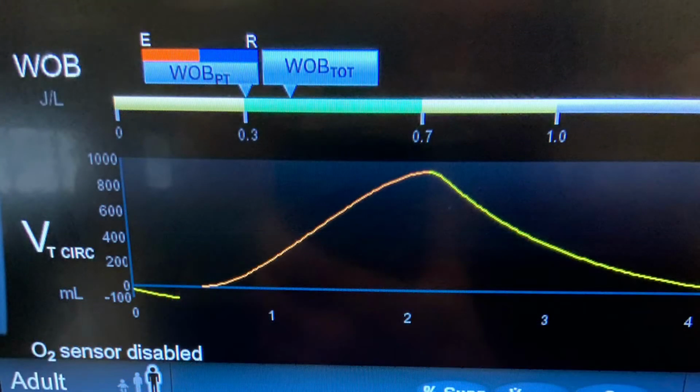I've set the percent support, or the ventilator support, to 20%. What that means is whatever work is being done by the patient is 80% of the total, and the ventilator does 20%. 20 is 1/4 of 80. That means it will give 1/4 more support.